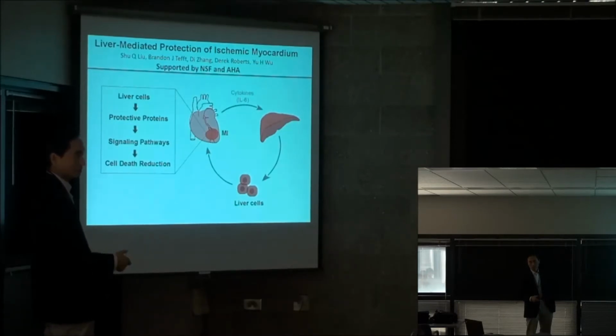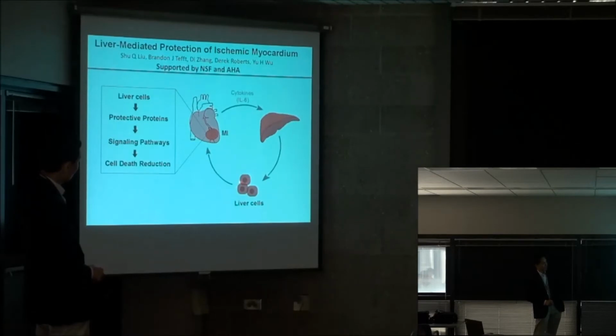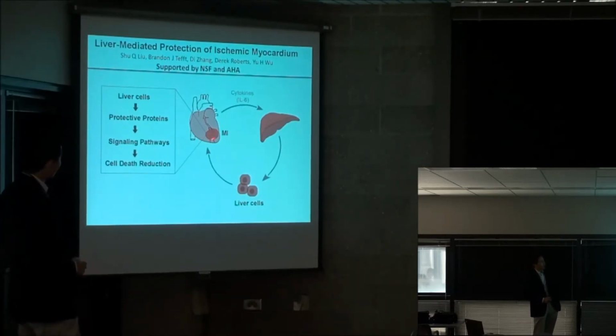The liver cells are liberated into circulation, and a fraction of them will get to the heart, to the broken heart right here, and settle in the lesion of the heart.